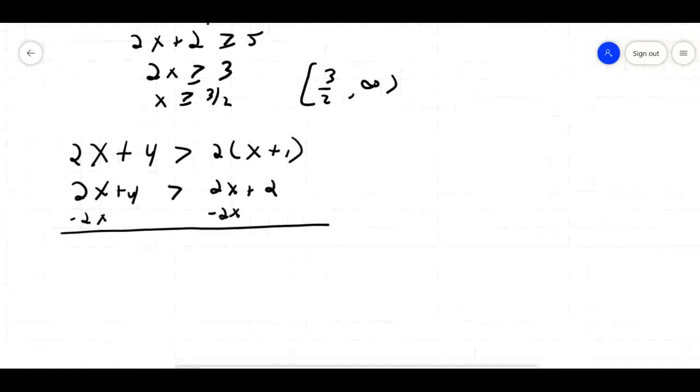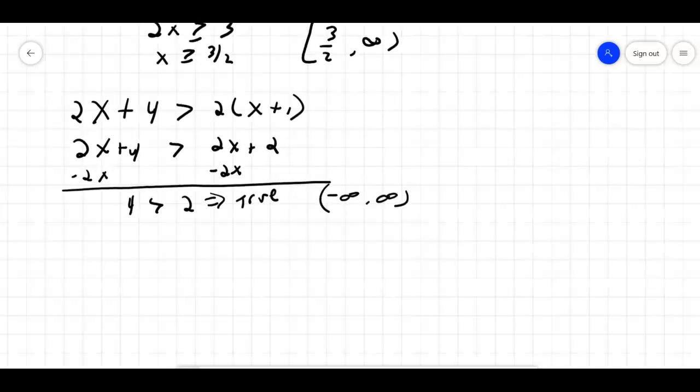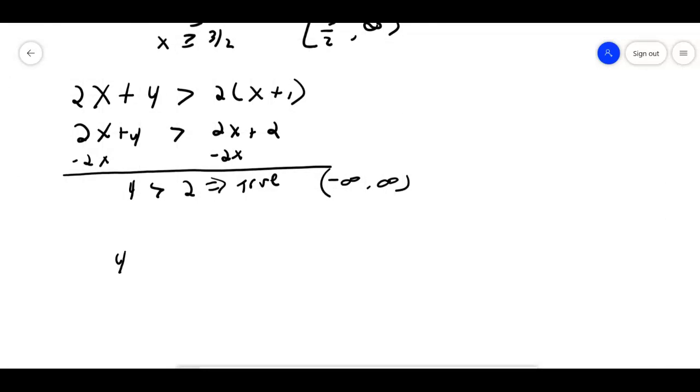The x's completely disappear. And so what I have to do is look at this line here. 4 is greater than 2. If that's true, which it obviously is, then my answer is everything. It's called all real numbers. Okay? If that had come out false, like just for example, let's say it had come out 4 is greater than 7, and obviously that's false, my answer in that case would be no solution.